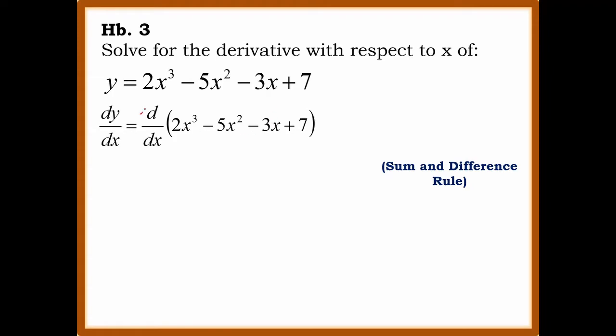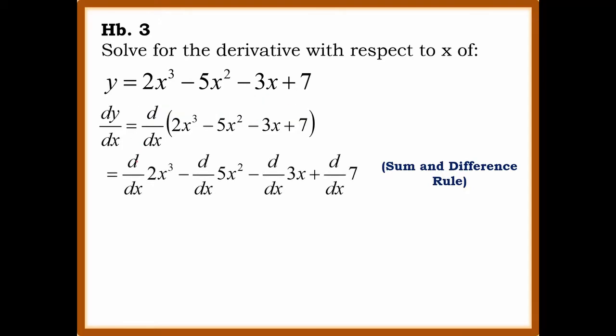So, pwede natin gamitin yung derivative operator dun sa apat na term ng magkakahiwalay. So, doing that, derivative with respect to x ni x cubed, then negative ni 5x squared. Susunod tayo kay 3x and then kay 7. So, hiwa-hiwalay na yung consideration natin.